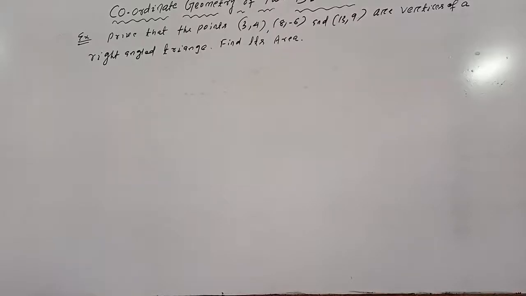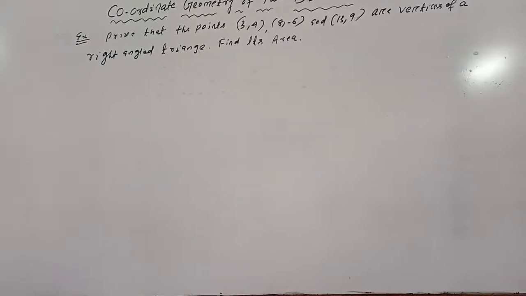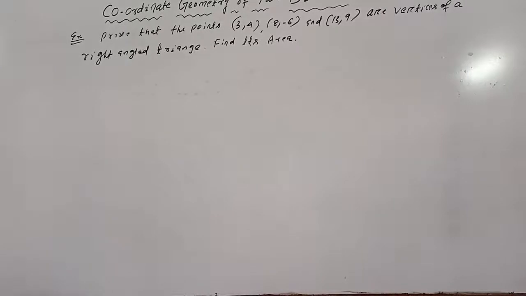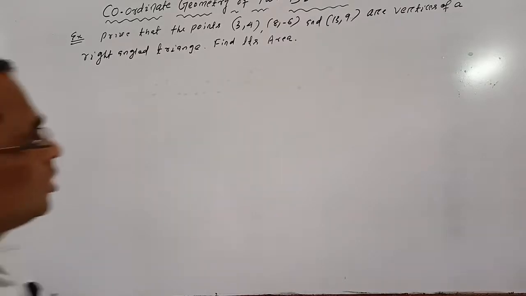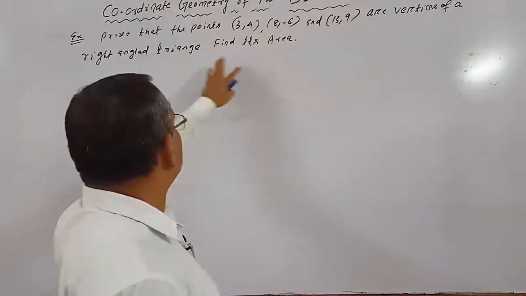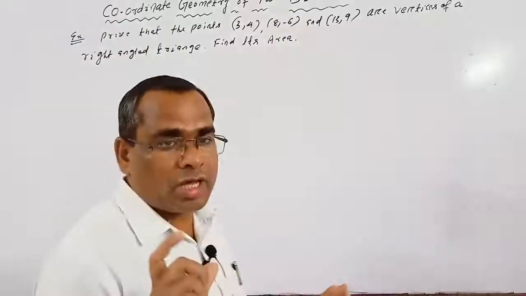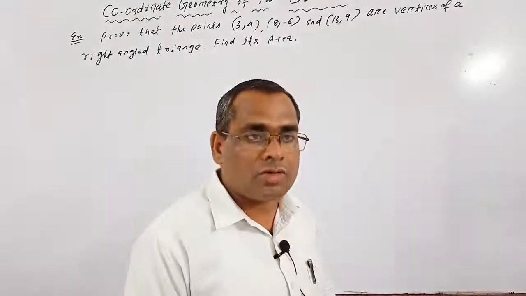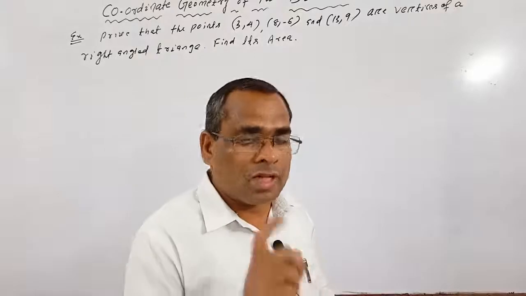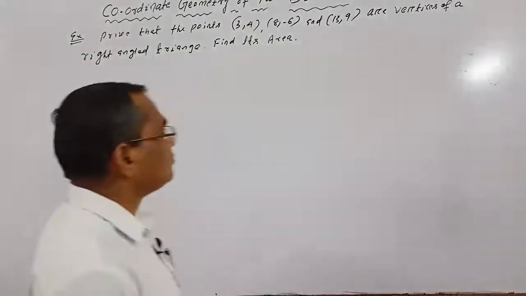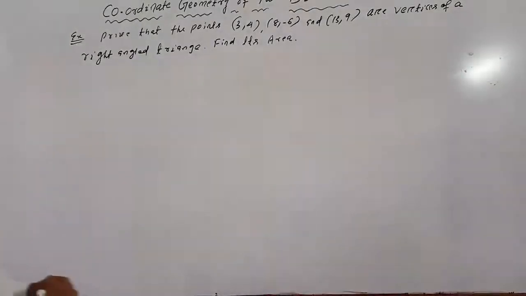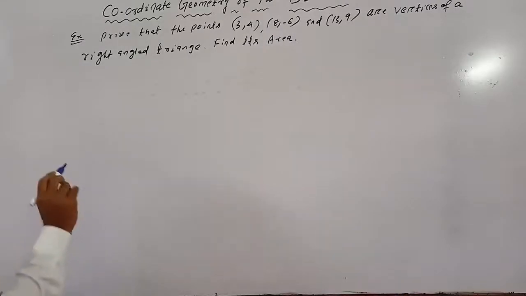Next, prove that the points (3, 4), (8, -6) and (13, 9) are the vertices of a right angle triangle and find its area. So here we prove these three points are the vertices of a right angle triangle. You know, in a right angle triangle, the square of the length of one side equals the sum of the squares of the lengths of the other two sides. So first we take the three vertices, A, B, C.